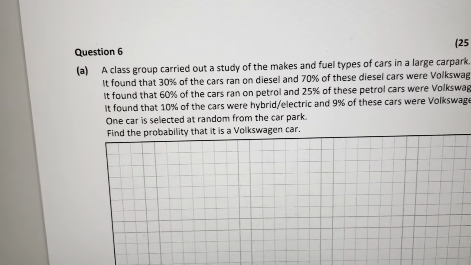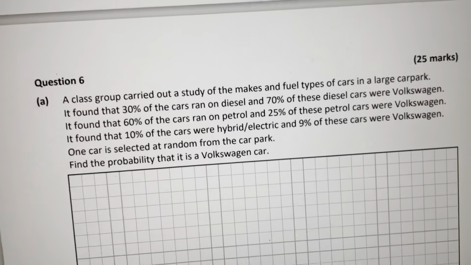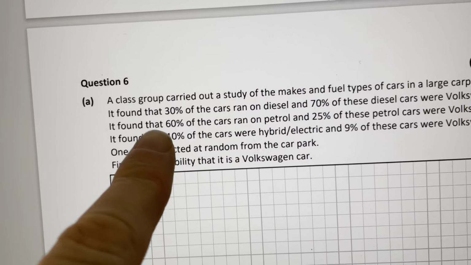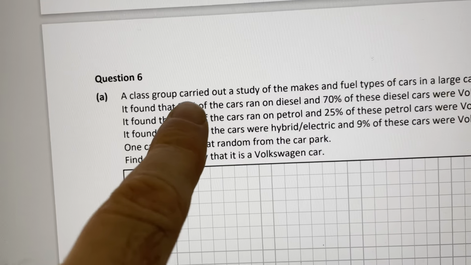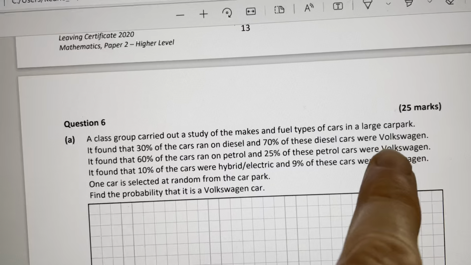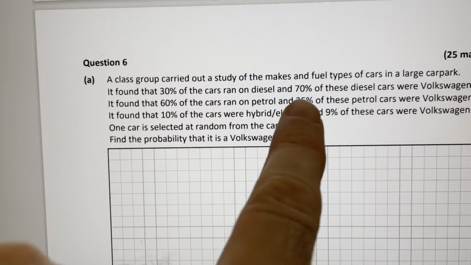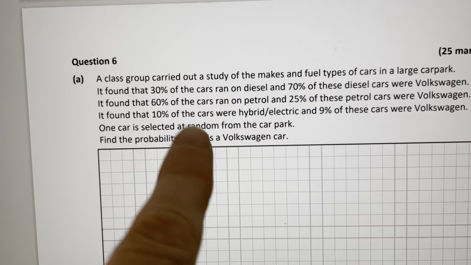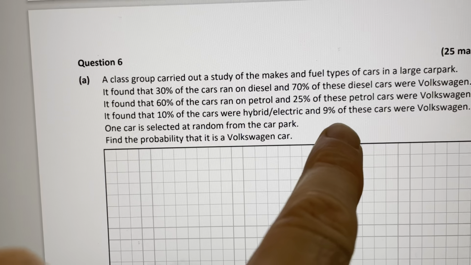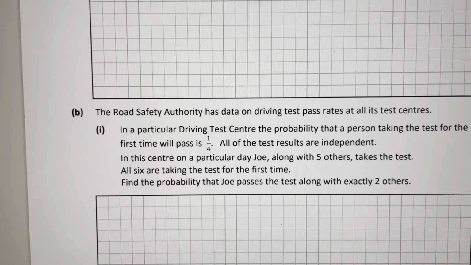Okay, so probability, the group. This one is a fairly standard probability question. Nothing too tricky there. Probability that a car is Volkswagen. So basically, you're adding up all the fractional probabilities. So 0.3 by 0.7 plus 0.6 multiplied by 0.25 plus 0.1 multiplied by 0.09. So add those all up, and that should give you all those fractional probabilities adding up to the full one.